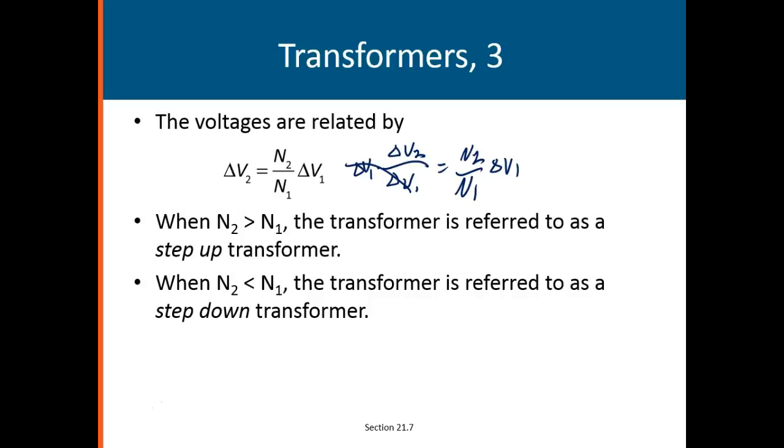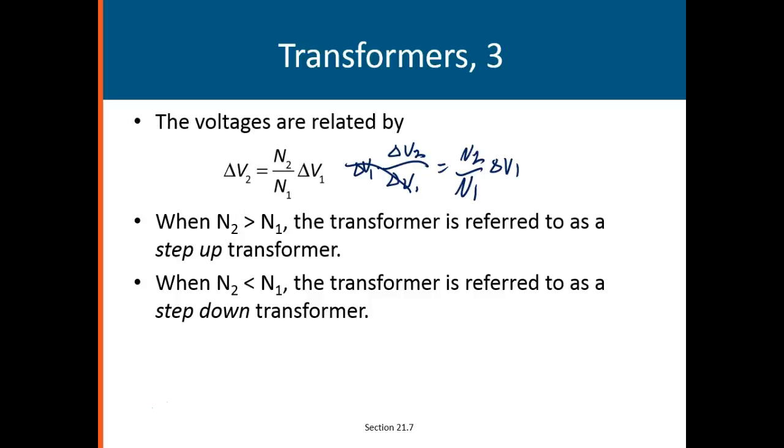Now, when N2, the number of coils on the secondary side, is greater than the number of coils on the primary side, this is called a step-up transformer, because you're increasing the voltage on the output side, right? If the number on the secondary side is less than the number on the primary side, the transformer is referred to as a step-down transformer.